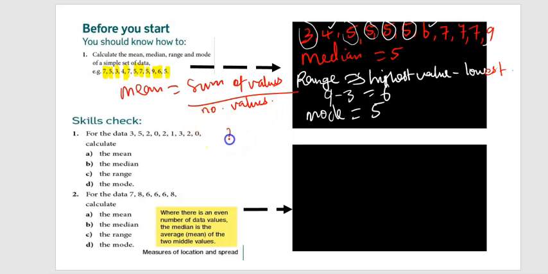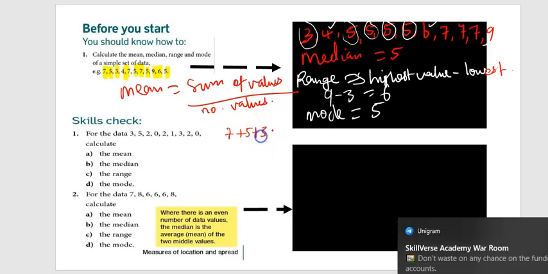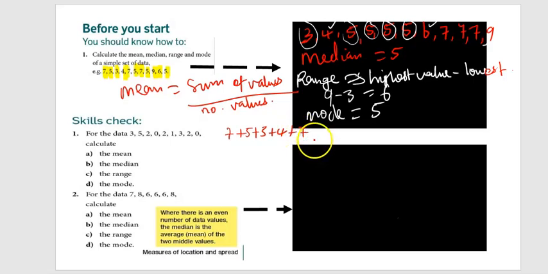We have 7 plus 5 plus 3 plus 4 plus 7 plus 5 plus 7 plus 5 plus 9 plus 6 plus 5. So what we have is 7, 5, 3, 4, 7, 5, 7, 5, 9, 6, 5. So how many data values are those? 1, 2, 3, 4, 5, 6, 7, 8, 9, 10, 11. So all this is divided by 11.